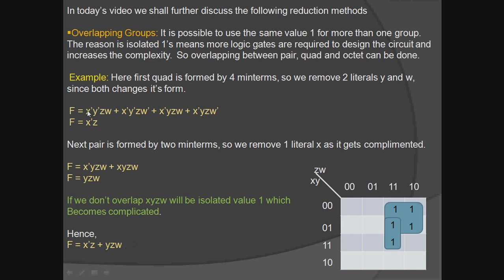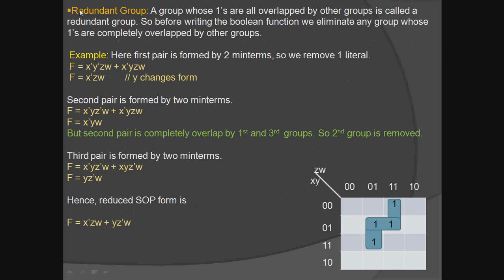So you can see that all of these min terms in the SOP get reduced to this. That's why designing the logic circuits becomes much easier, and it uses fewer circuits. Now the next one is the redundant group. A group whose ones are all overlapped by other groups is called a redundant group.